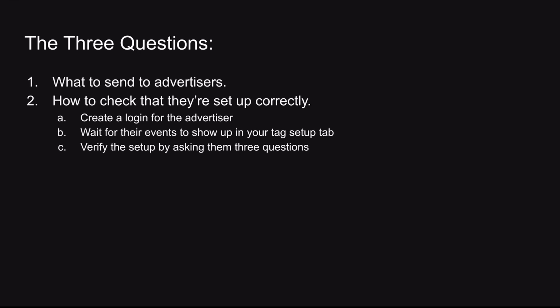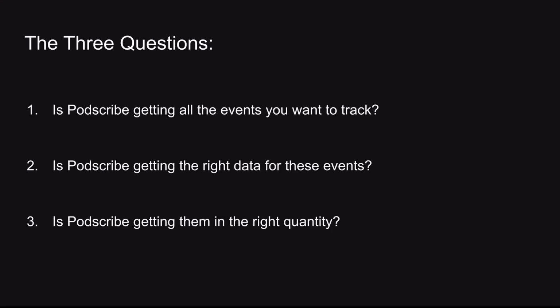Once you have events showing up in the tag setup tab, you can then verify that the setup is done correctly by asking the advertiser 3 questions. Now, ideally, the software engineer at the advertiser should be answering these questions himself, because he's the one who set it up. Part of setup means making sure that things are coming in correctly. So these are the 3 questions.